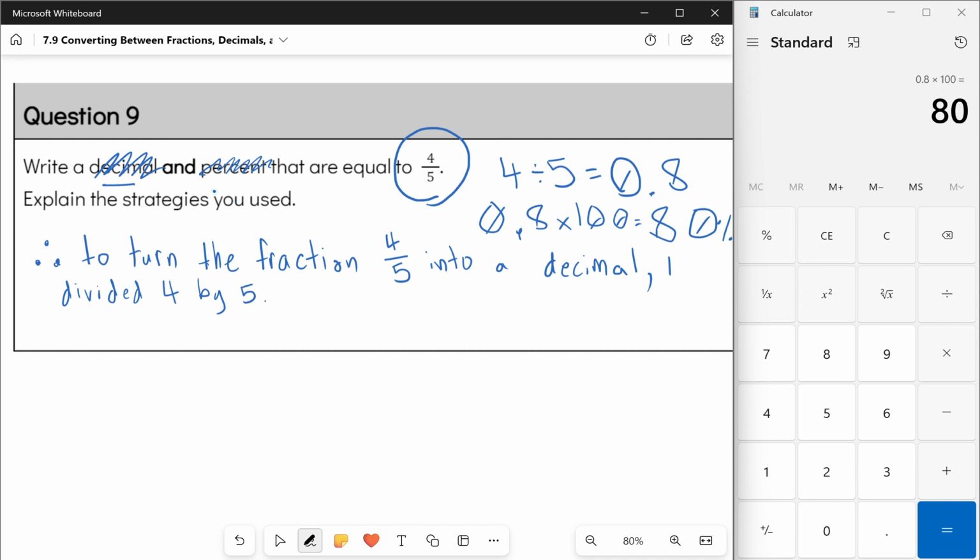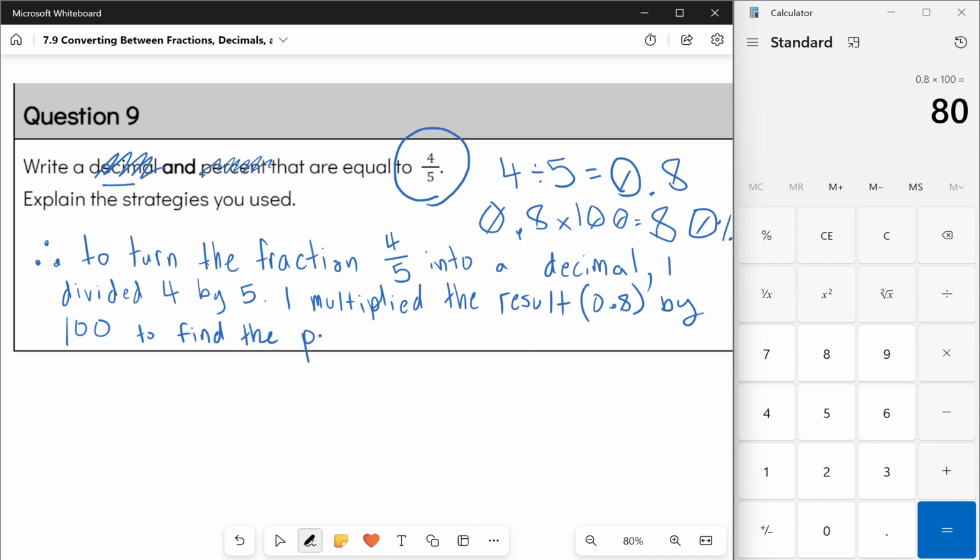Explain the strategies you used. How do we find the percents? I multiplied the result, 0.8, by 100 to find the percent.